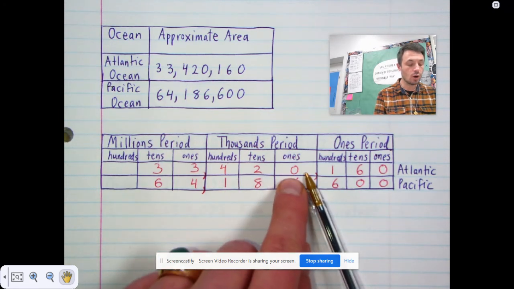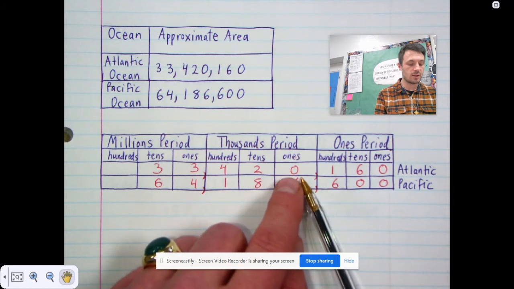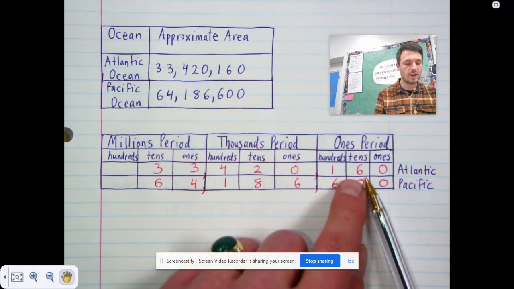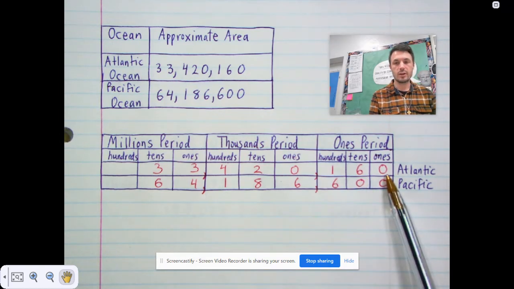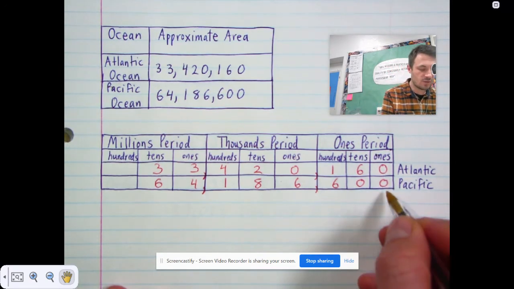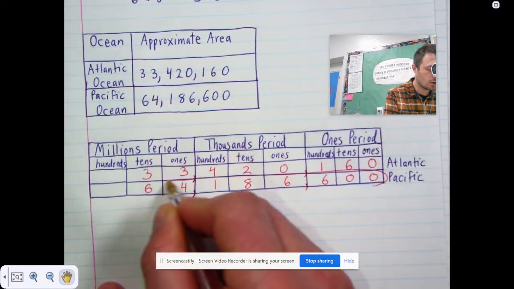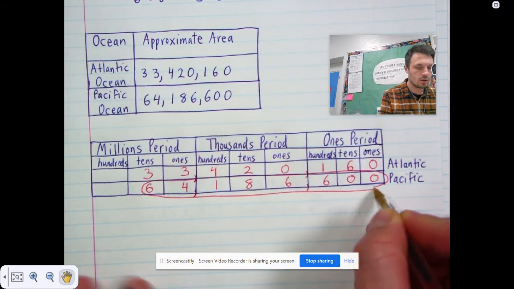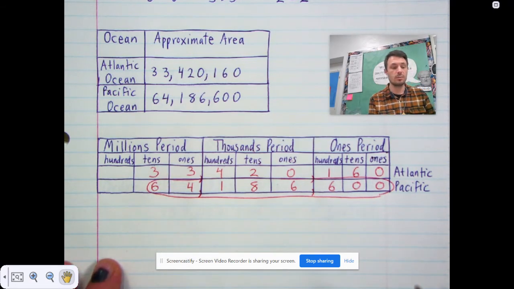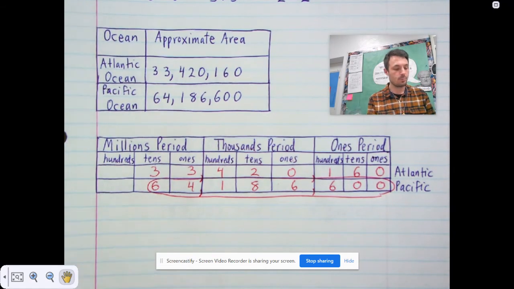Then we have a 0 in the 1,000ths place. This 1 in the hundreds place means 100. We have a 6 in the tens place, so its value is 60. And then we have a 0 in the ones place, so we have no ones. And again, the Pacific Ocean is much larger because it has a 6 in the 10 millionths place, whereas the Atlantic Ocean only has a 3 in the 10 millionths place. Okay, moving on.